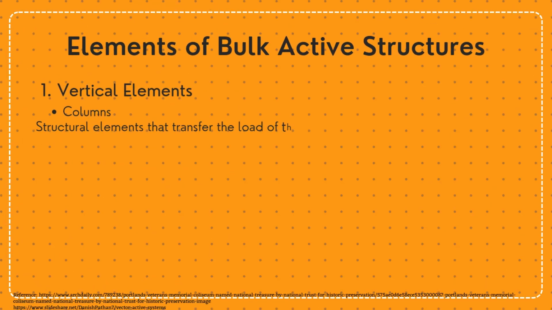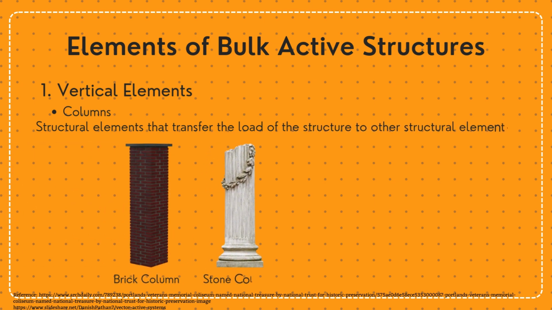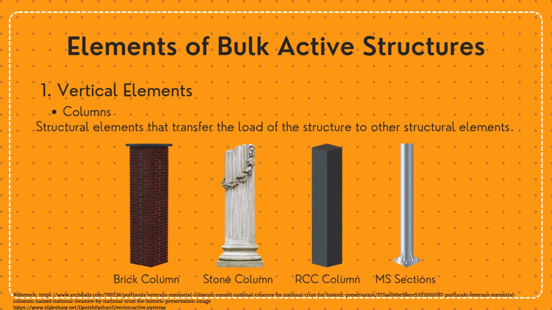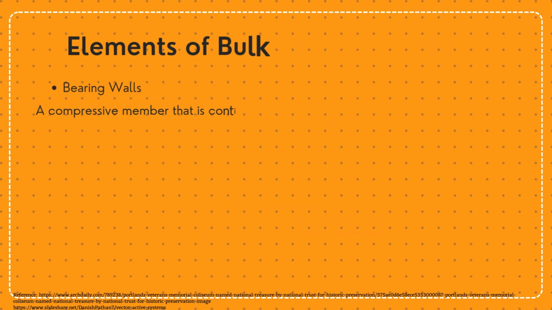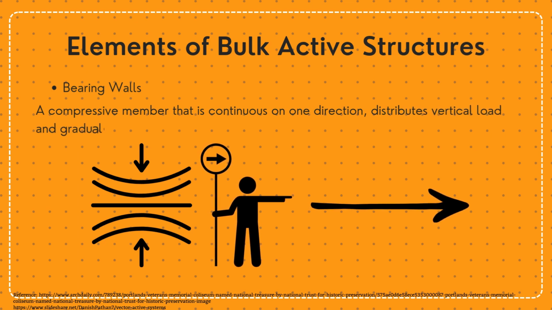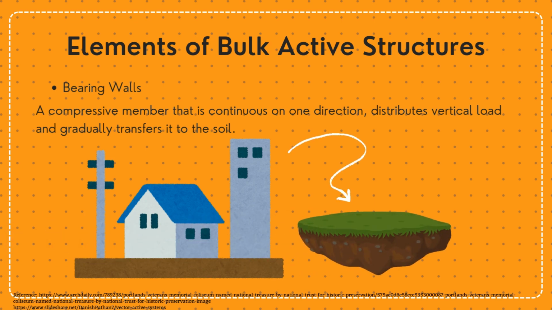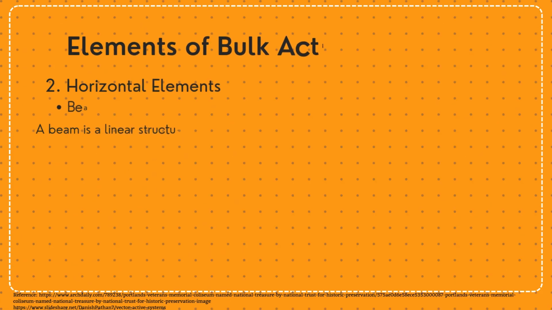First is vertical elements. Under vertical elements, we have columns. Columns are structural elements that transfer the load of the structure to other structural elements. And bearing walls. Bearing walls is a compressive member that is continuous in one direction, distributes vertical load, and gradually transfers it to the soil. The second one is horizontal element. Under the horizontal element is beams.